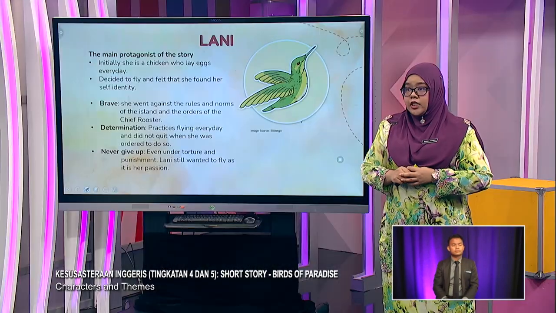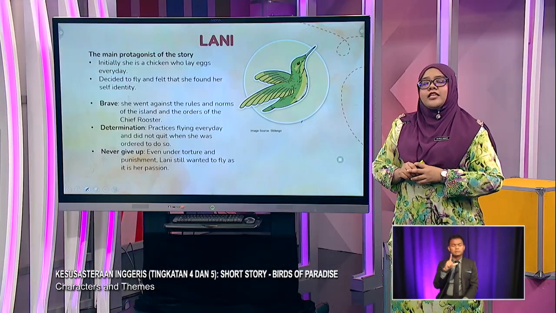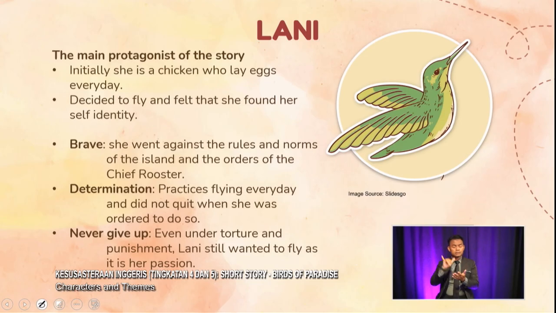All right, so who is Lani? Initially, she thought that she's a chicken who just lays eggs every day, okay? And then she had this instinct, she wanted to fly. And then that is where she found she has a new identity, okay? So what is her identity? For those who have read the story, you would know that Lani is not a chicken, but instead she is a sparrow, because sparrows also lay eggs, okay?